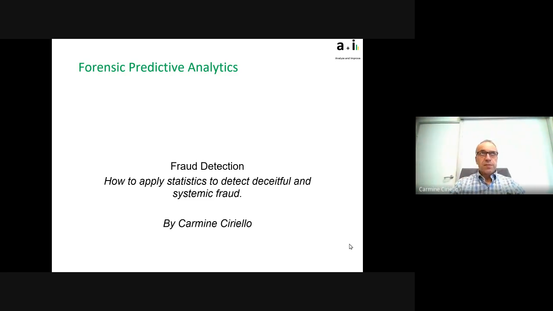Systemic fraud means the people aren't doing anything weird or wrong in terms of being deceitful. They're not trying to purposely manipulate the system. But because of how the system is set up, they're finding ways around it. So they're not benefiting from a personal perspective, but they're trying to take advantage of the system. Those are the two categories that I want you to keep in mind as you see some of the slides. One is about being deceitful and the other one is more about the systems.